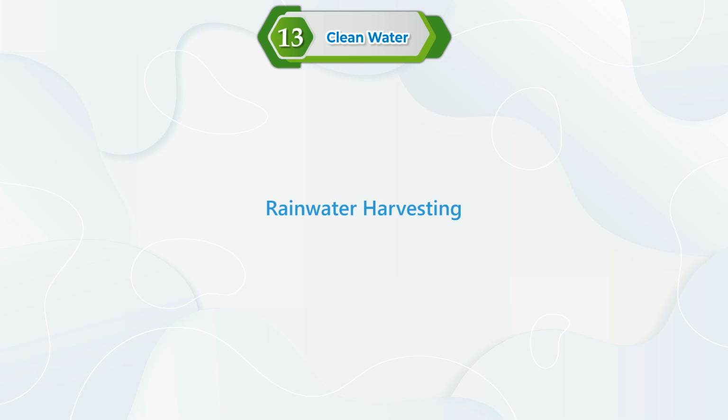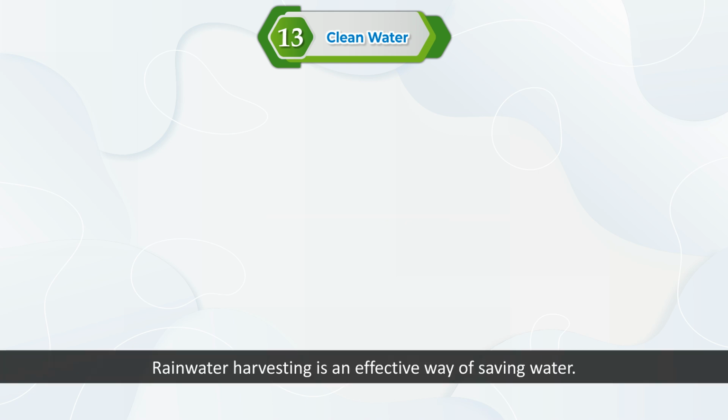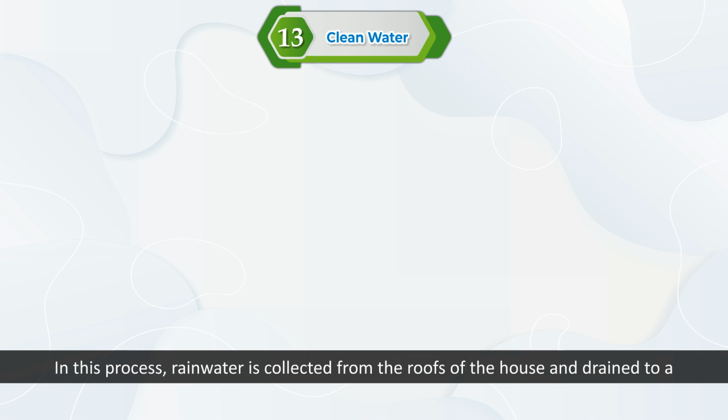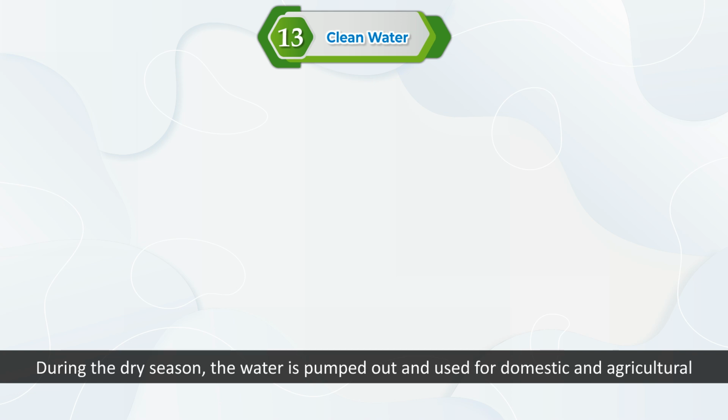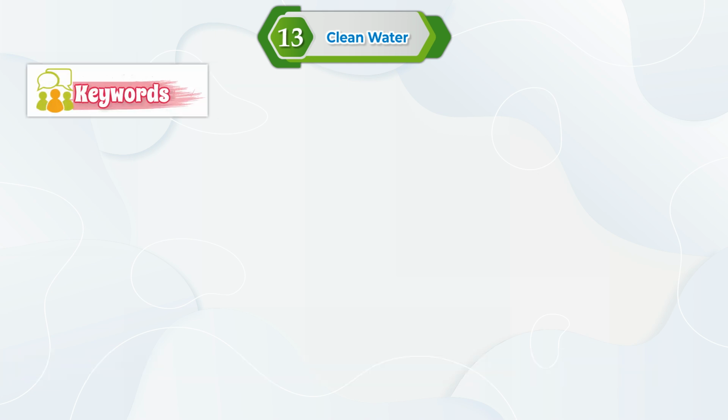Rainwater harvesting. Rainwater harvesting is an effective way of saving water. In this process, rainwater is collected from the roofs of the house and drained to a large pot or reservoir kept under the ground. During the dry season, the water is pumped out and used for domestic and agricultural purposes.